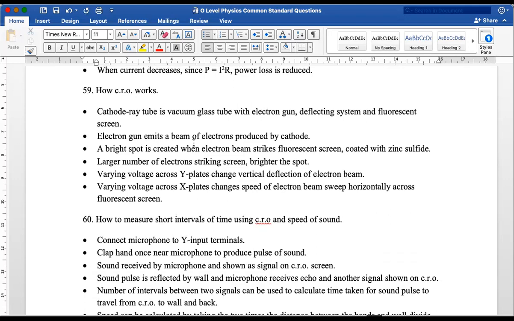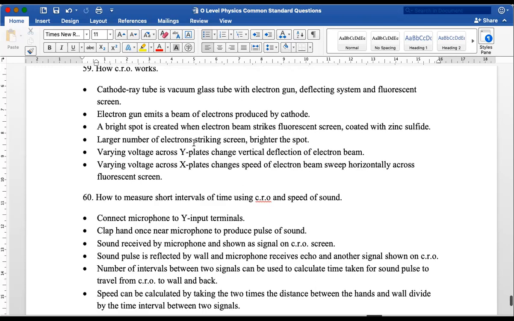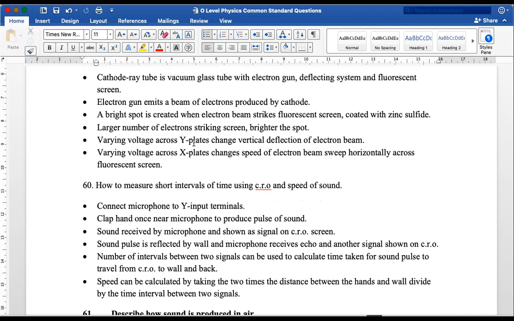How a CRO works. The cathode ray tube is a vacuum glass tube with an electron gun, deflecting system, and fluorescent screen. The electron gun emits a beam of electrons produced by the cathode. A bright spot is created when the electron beam strikes the fluorescent screen coated with zinc sulfide. The larger the number of electrons striking the screen, the brighter the spot. Varying voltage across the Y plate changes the vertical deflection of the electron beam. Varying voltage across the X plate changes the speed of the electron beam sweep horizontally across the fluorescent screen.